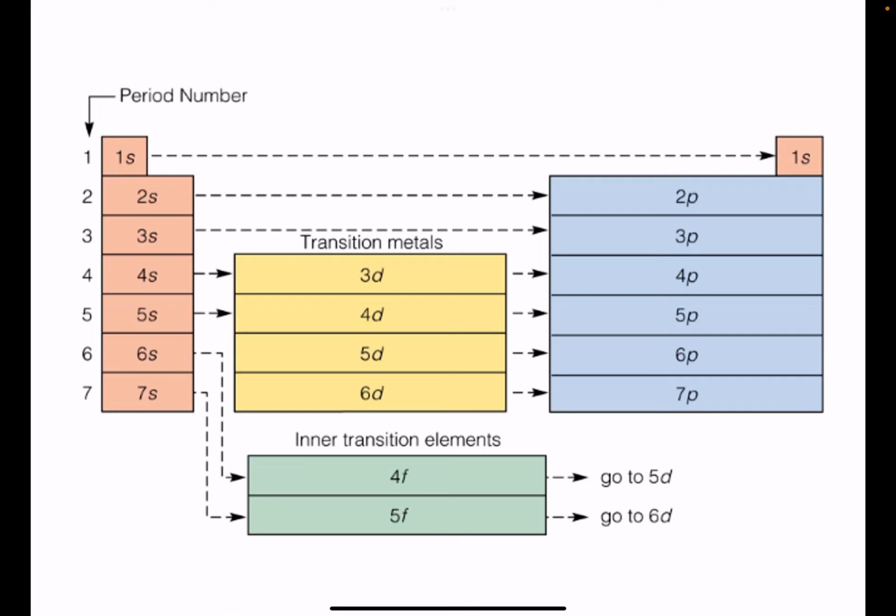Here's another image showing the different ones. Like we said, when we're starting with period 4 here, after 4S, we go to 3D. After 6S, we go to 4F, and then to D, and then to P. And same thing when we move down to 5F, okay? This is a sequence chart showing you 6S to 4F. Then you go to 5D, and then you go to 6P.